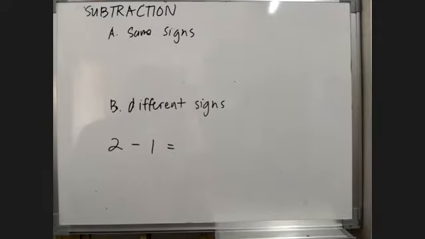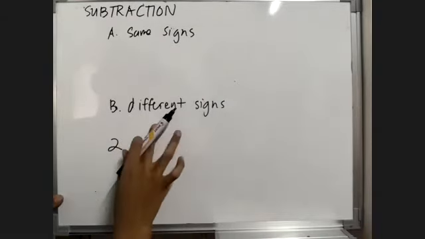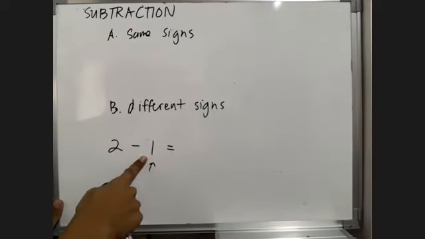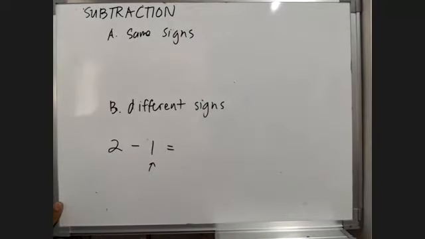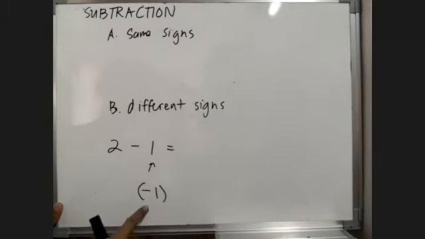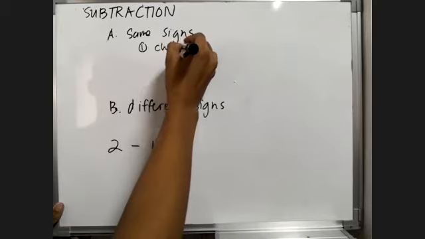Ganito. Kapag negative, papalitan natin yung sign ng kasunod. So ito yung kasunod. So papalitan natin yung sign. Anong sign niya ngayon? Positive. So ang gagawin ko sa kanya, papalitan ko yung sign niya kaya magiging negative siya. Okay? So change the sign. So number 1, change the sign.